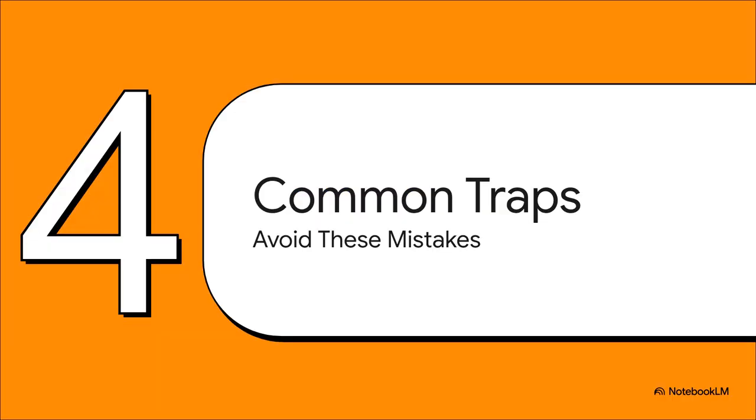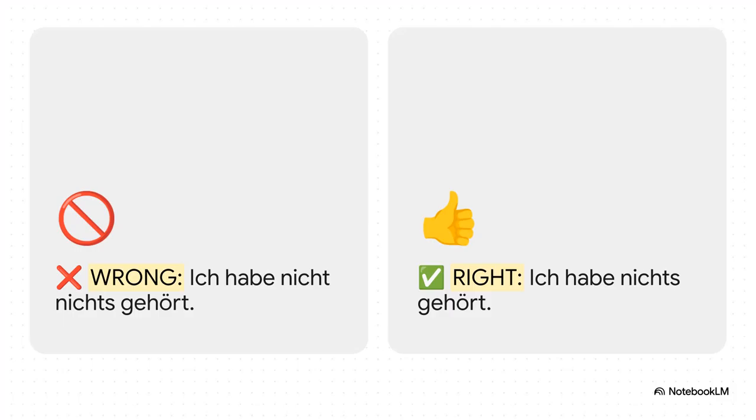Okay, section 4, common pronoun traps. Let's look at how to avoid the most frequent mistakes. If you know what to watch out for, you're way less likely to make these errors yourself. So here's the double negative trap. This is a big one. It's wrong to say ich habe nicht nichts gehört, because nichts already means nothing. It's a negative word. So the right way is just ich habe nichts gehört. No double negatives in German.